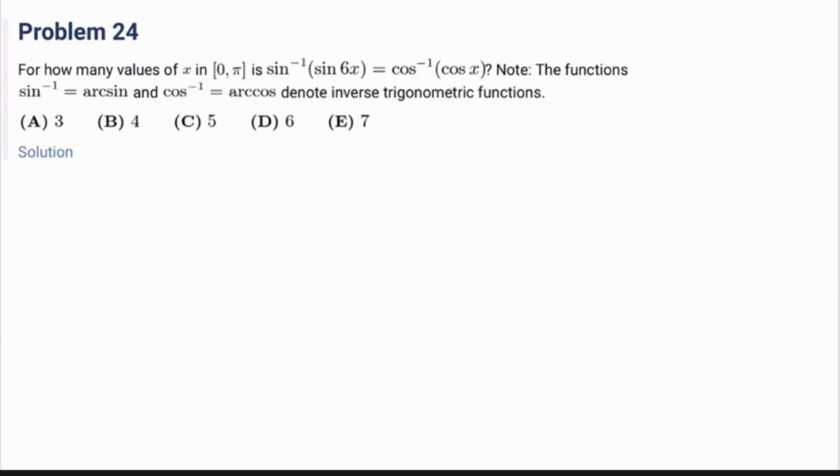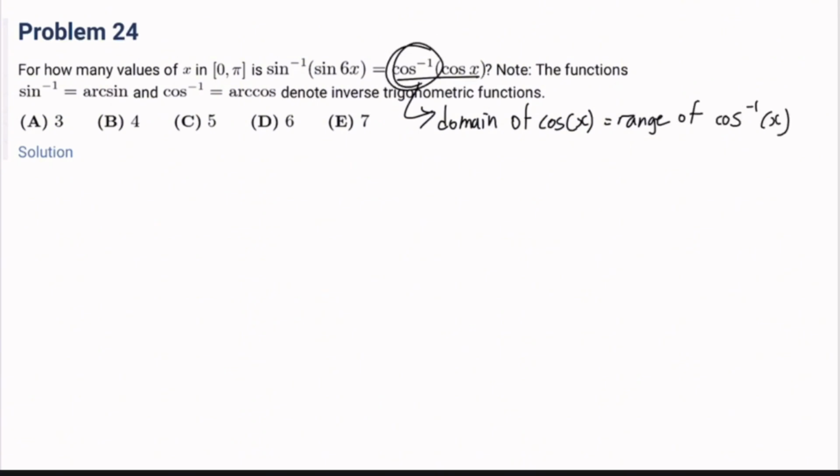Number 24, for how many values of x in 0, pi is sine inverse of sine 6x equal to the cosine inverse of cosine x, right? This is the sine inverse and this is the cosine inverse. They are inverse trigonometric functions, right? And so from just the definition of cosine inverse x, we know that the domain of cosine x is the range of cosine inverse x, and also because of this, the domain of cosine inverse is going to be the range of cosine, right?